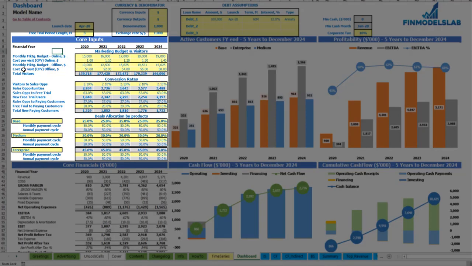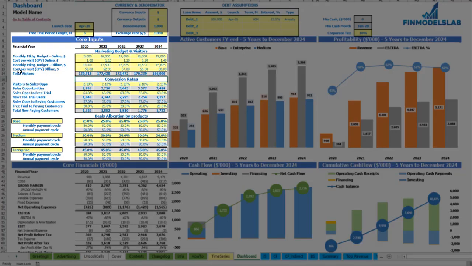Exactly the same logic for the offline marketing. You can input average monthly marketing budget across the years and cost per visit. As a result, you have total visitors by years. The next step is to convert these visitors to paying customers using the conversion rates for your sales funnel.